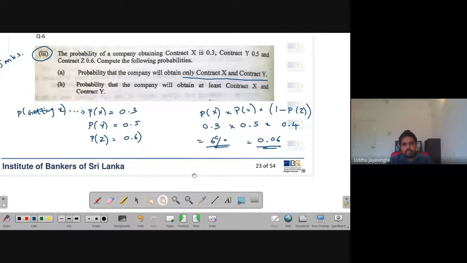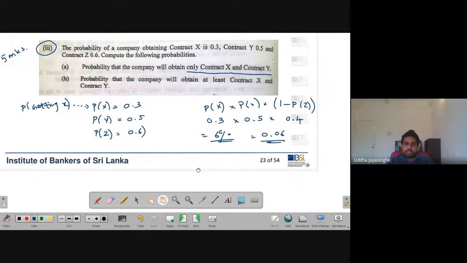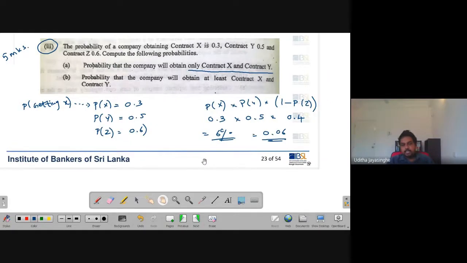Second part, probability that the company will obtain at least contract X and contract Y. Look at the wording carefully. At least contract X and contract Y. So in that case, probability of X is fine.